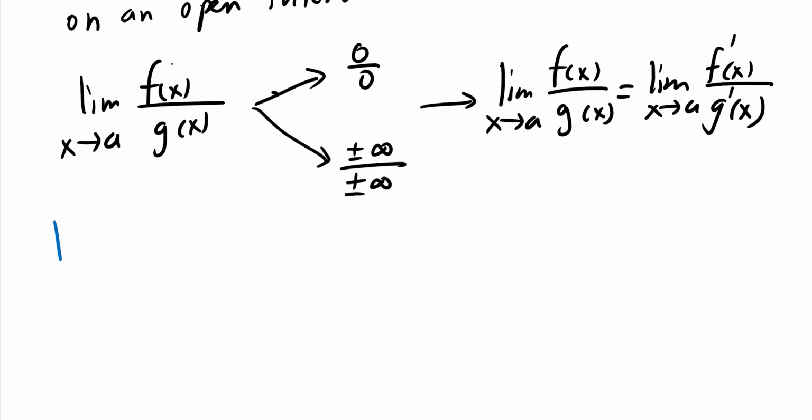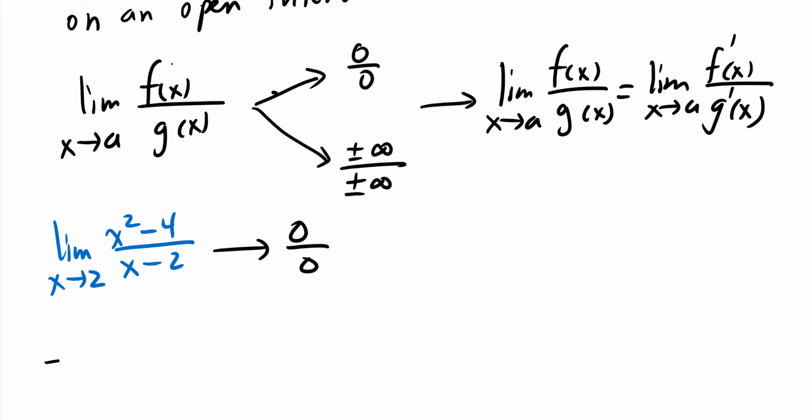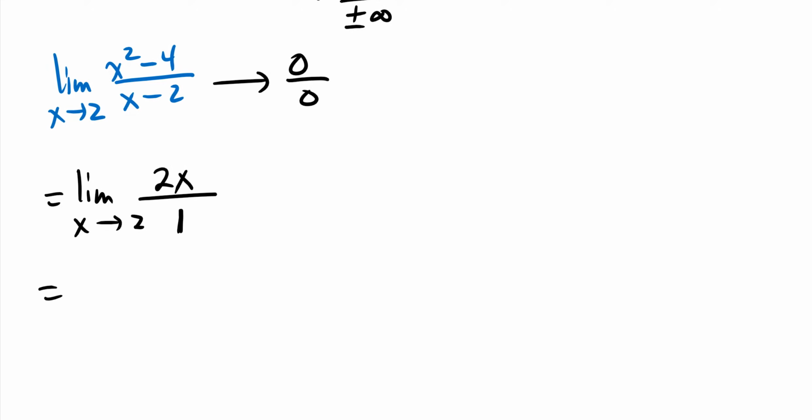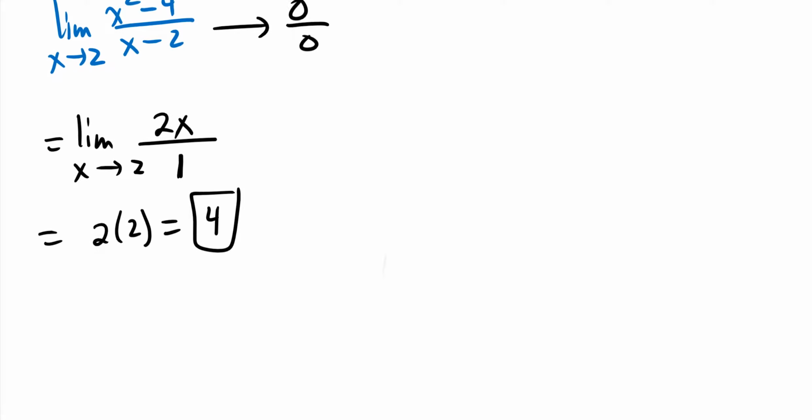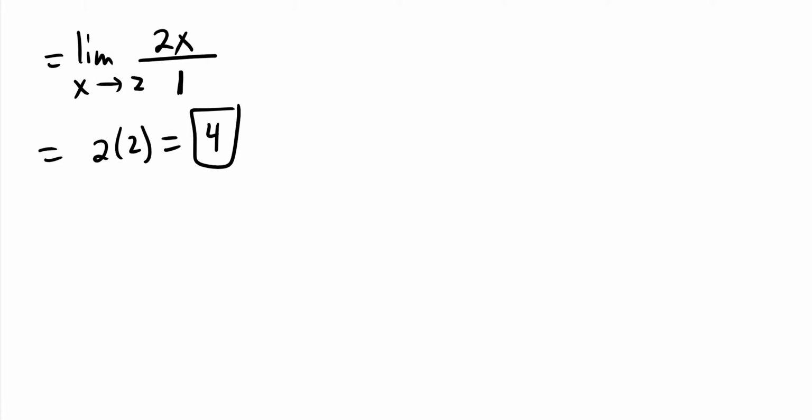If I go back to the same example that I just finished, x squared minus 4 over x minus 2 as x approaches 2, again this goes to 0 over 0, indeterminate. By L'Hopital's rule, find the derivative of the top, which is 2x, over the derivative of the denominator, which is 1. That gives us 2 times 2, which is 4. And that's what we got earlier. See, I don't have to do factoring or think about any other method.